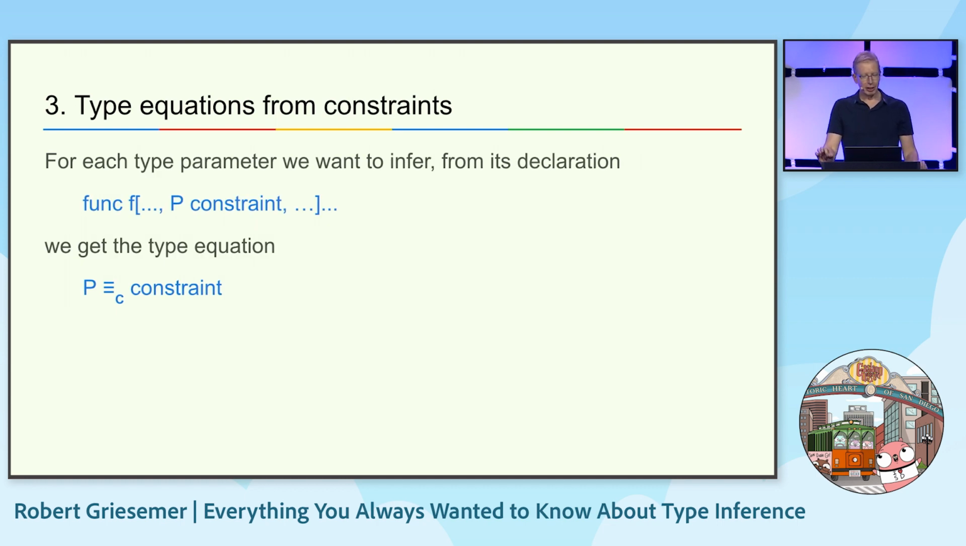So finally, for each type parameter for which we want to infer a type, there's also a constraint, and we can extract the type equation from its constraint. What that exactly looks like, we're going to see in a little bit.